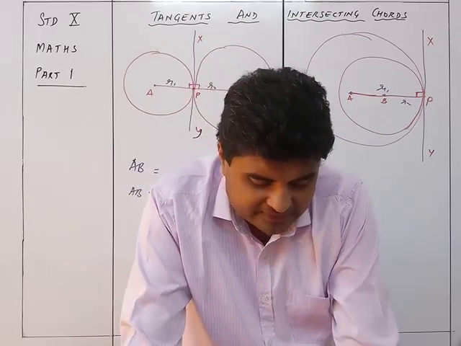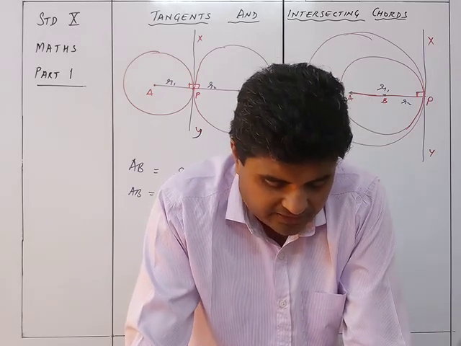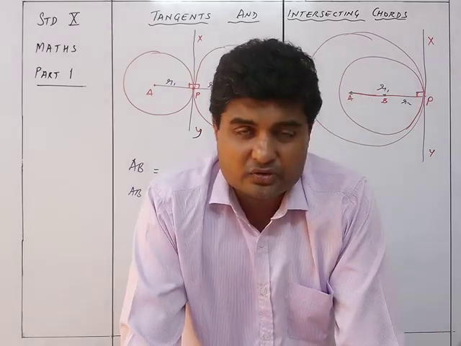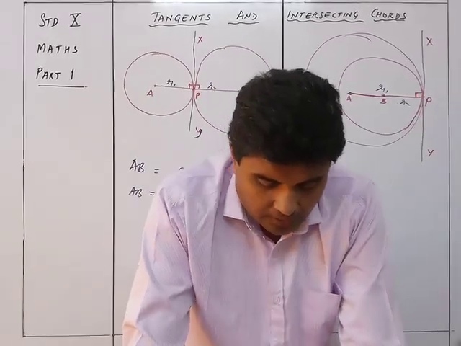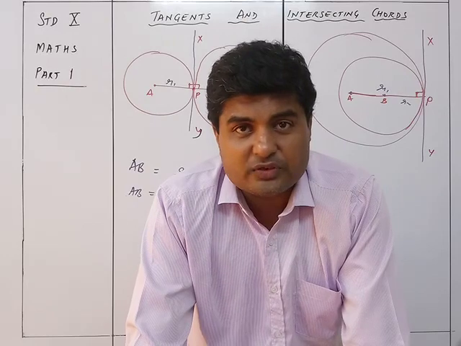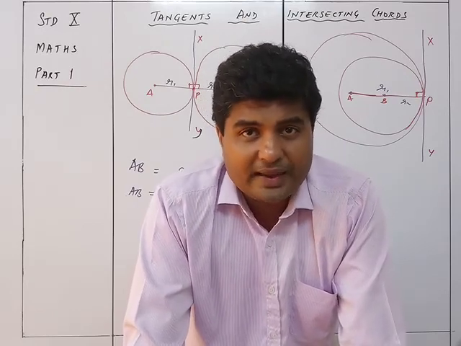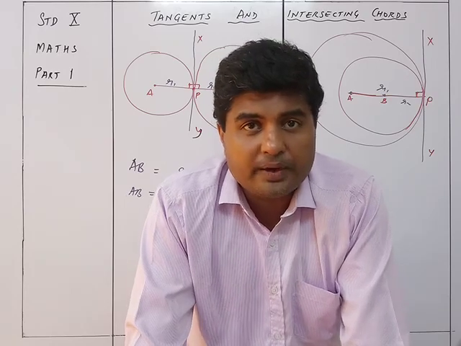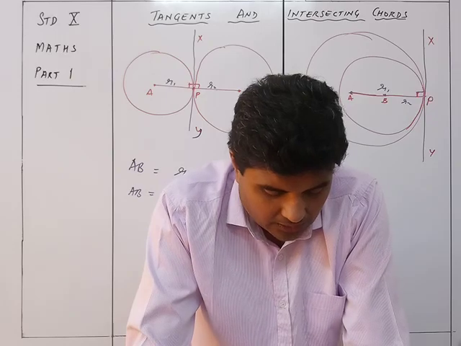And if AB and CD are tangents to the same circle at points P and Q such that AB is parallel to CD, then PQ is always the diameter. So if there are two parallel lines which are tangent to this circle, then the line joining the two points of contact will definitely be a diameter. So quite easy to understand.